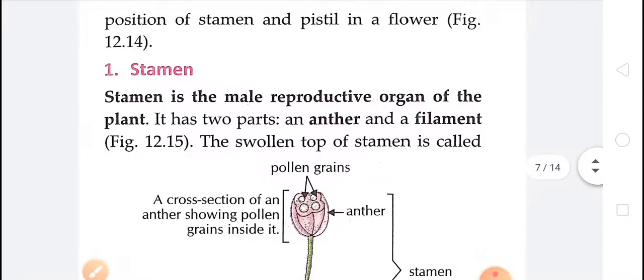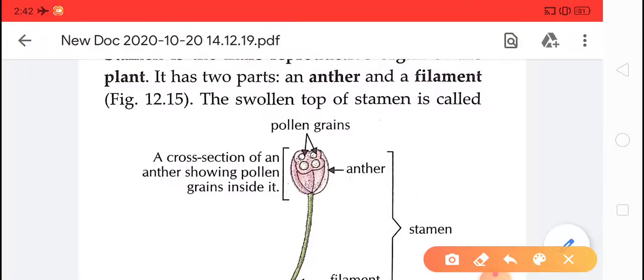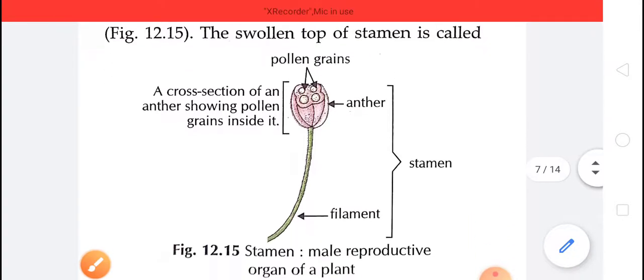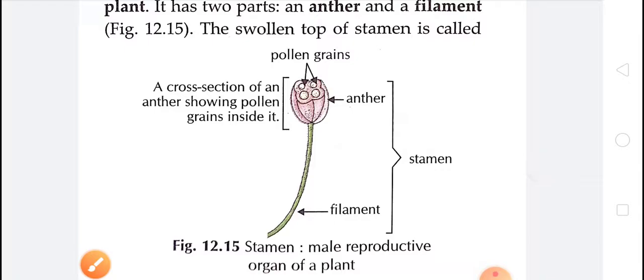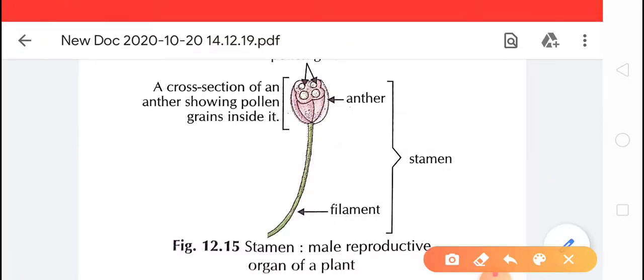See about stamen first. Stamen, the male reproductive part of the plant, has two parts. The stamen has two sub parts: number one, anther, and number two, filament. As you see on your screen, this long cylinder part is the filament, and this upper side is the anther. Clear?